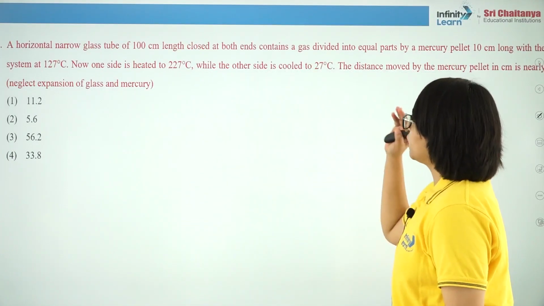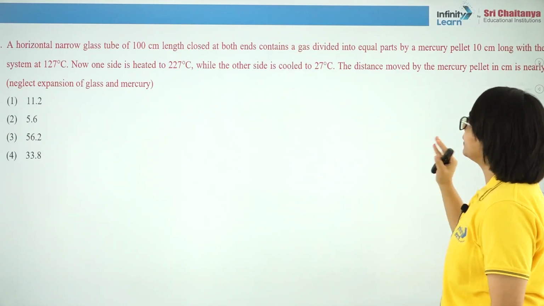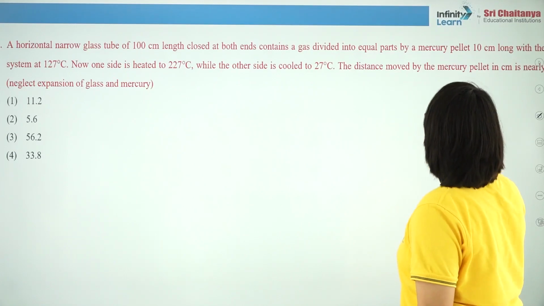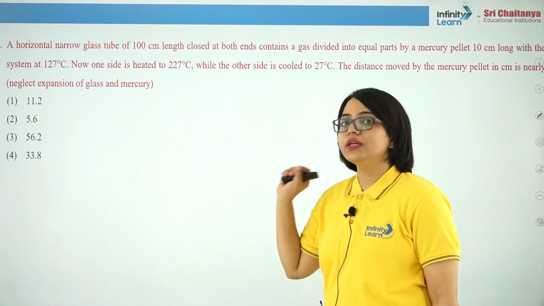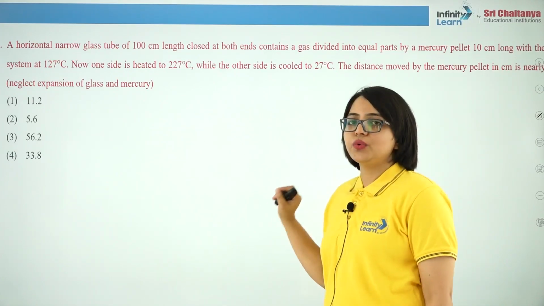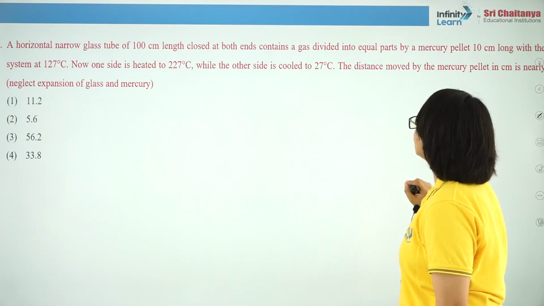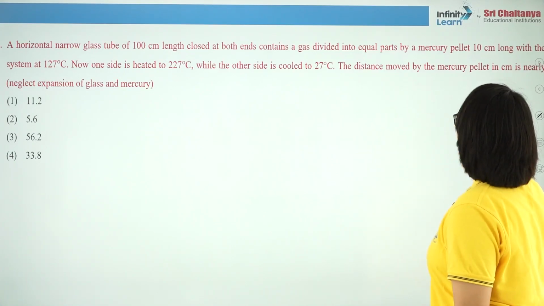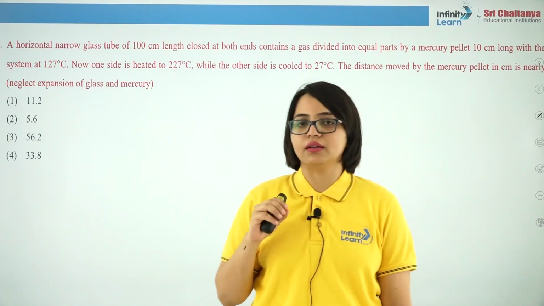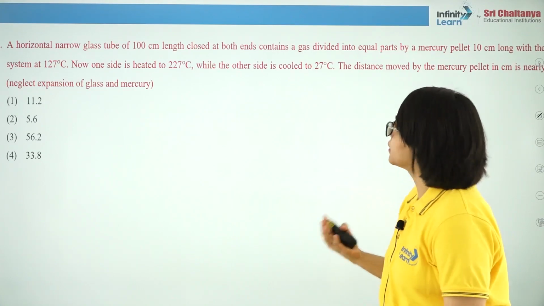It is given that a horizontal narrow glass tube of 100 centimeter length at both ends contains a gas divided into equal parts by a mercury pellet 10 centimeter long with the system at 127 degree Celsius. Now, one side is heated at 227 degree Celsius while the other side is cooled to 27 degree Celsius. The distance moved by the mercury pellet in centimeter is nearly. Now, initial number of moles in this question will be equal to final number of moles, right.